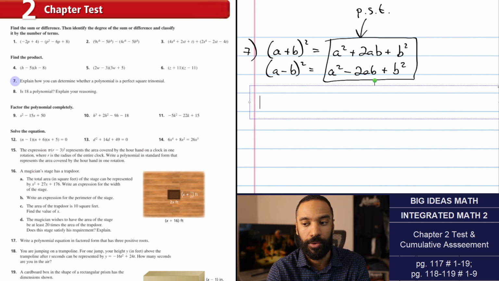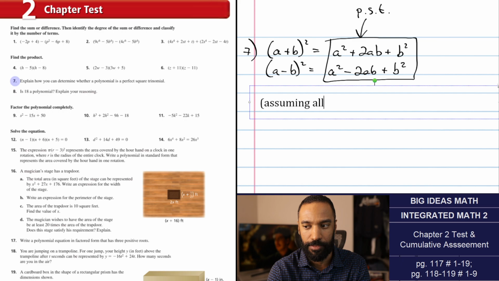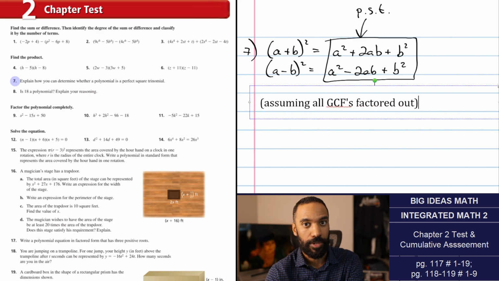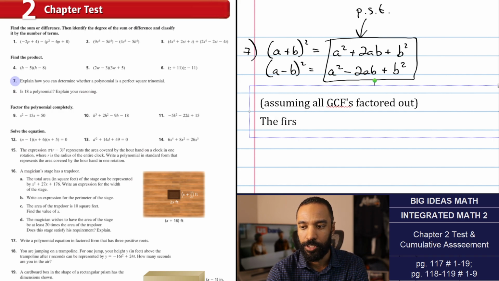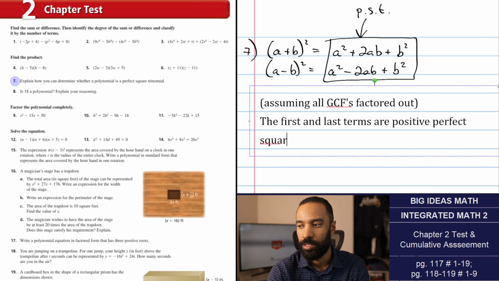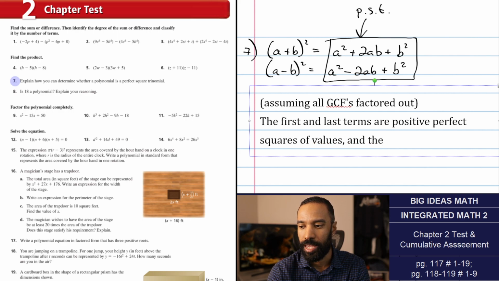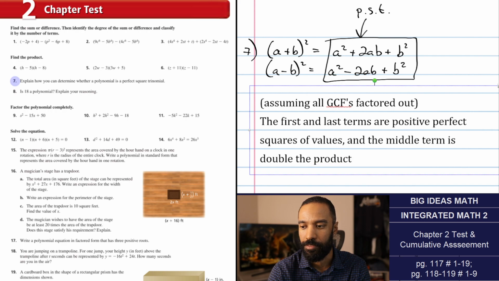Now, this is assuming, well, hold on, assuming all GCFs are factored, right? Because you can factor them out first before. But assuming all GCFs are factored out, the first and last terms are positive perfect squares. They do have to be positive values, and the middle term is double the product of those two values.